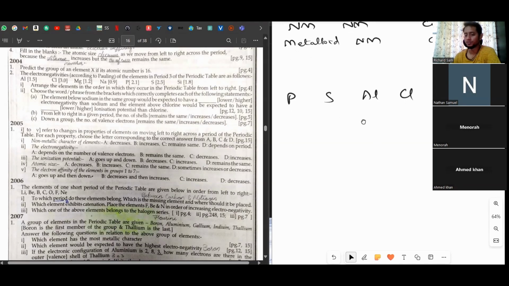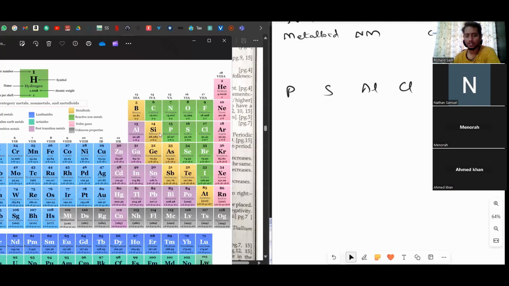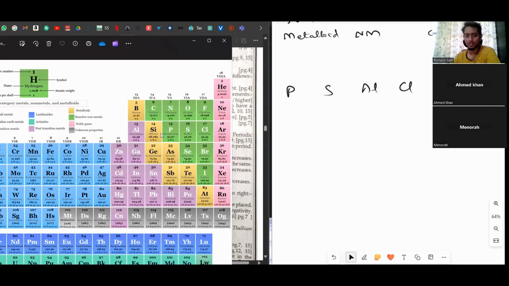Where do they belong? Period 2? No. Period 3. They're in period 3. Look at period 3 here. Do you see phosphorus, sulfur, aluminium, chlorine? See, the first thing is identifying where they are found.